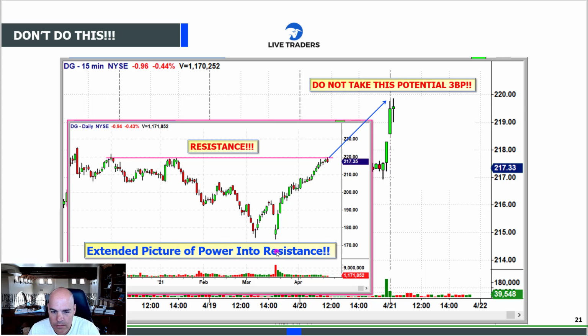This stock is up, I don't know, 5,000 bars in a row. Sure, there's some red bars along the way, but it double bottomed down here at like 172 and ripped to 220. And it's like, yeah, it's extended into resistance. Extended picture of power into resistance. Pivot, pivot, resistance. Okay? Go run 2 marathons. Take like a 1-minute break. And then I say, hey, I need you to go do it again. How do you think that third one's going to go? Not so well. Well, this is what people are asking.